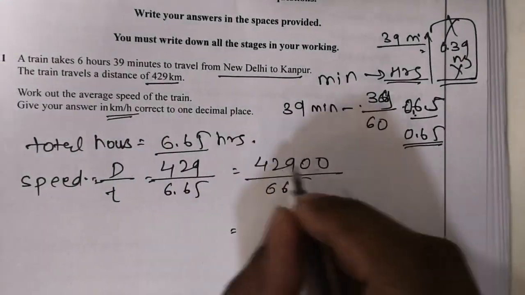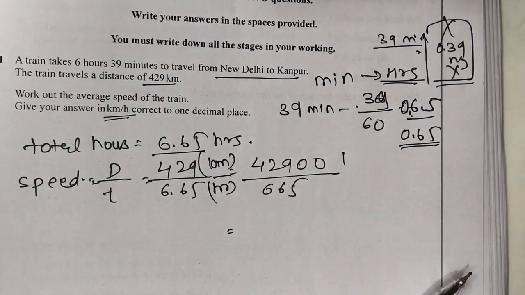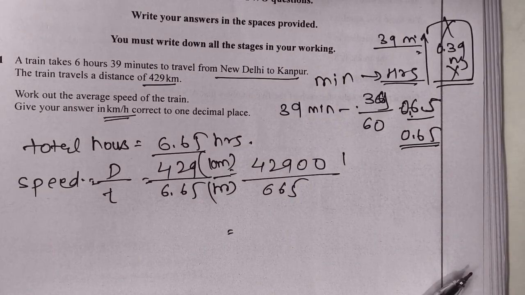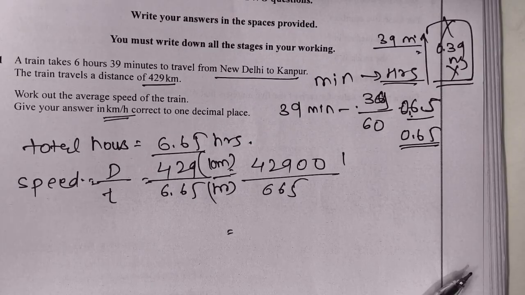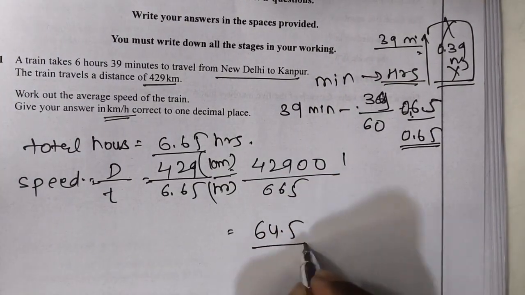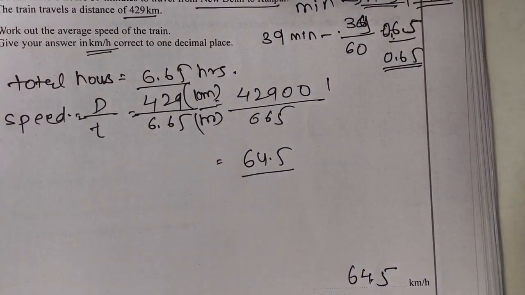Correct? Now you have kilometers, and this is per hour, so automatically your answer is going to be in kilometers per hour. Now how will you do it? We have 429 divided by 6.65, and the answer is 64.52. Correct? To one decimal place, so my answer is 64.5 kilometers per hour. Correct? Easy. Let's go to the next one.